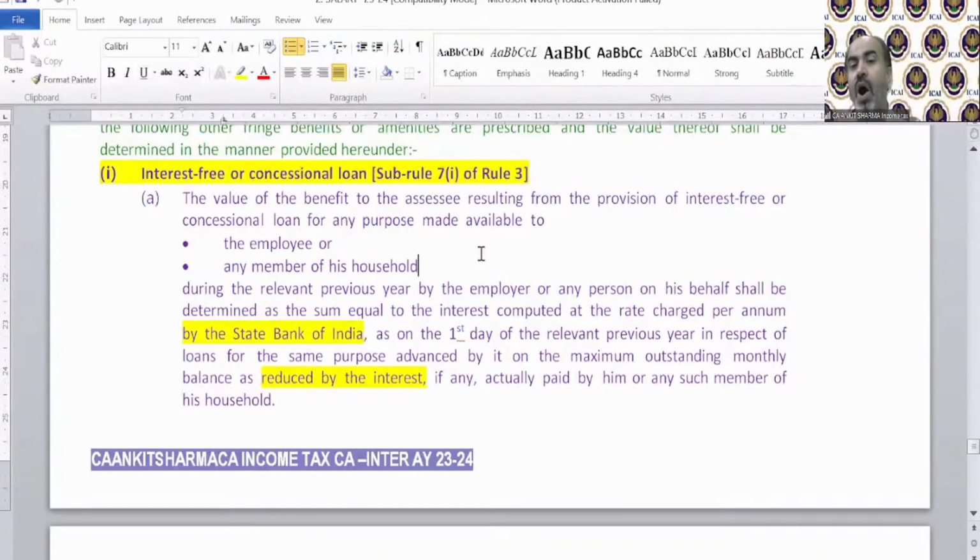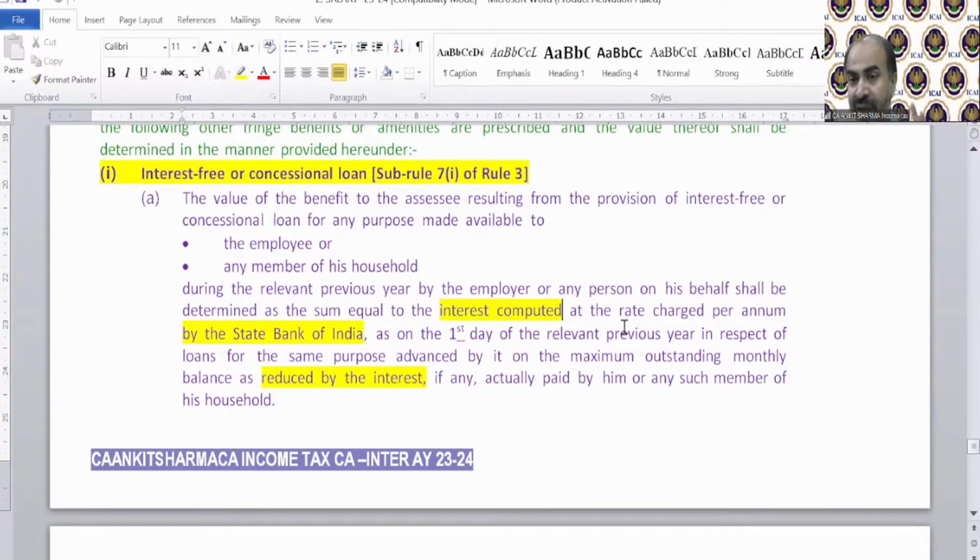Okay. How will we calculate that interest? That is an interesting provision. How will it happen? It will be calculated like this. Please read it carefully. It says, during the relevant period, the value of the benefit for a loan made by the employer to any person of his household shall be determined as the sum equal to the interest computed. Read it carefully.